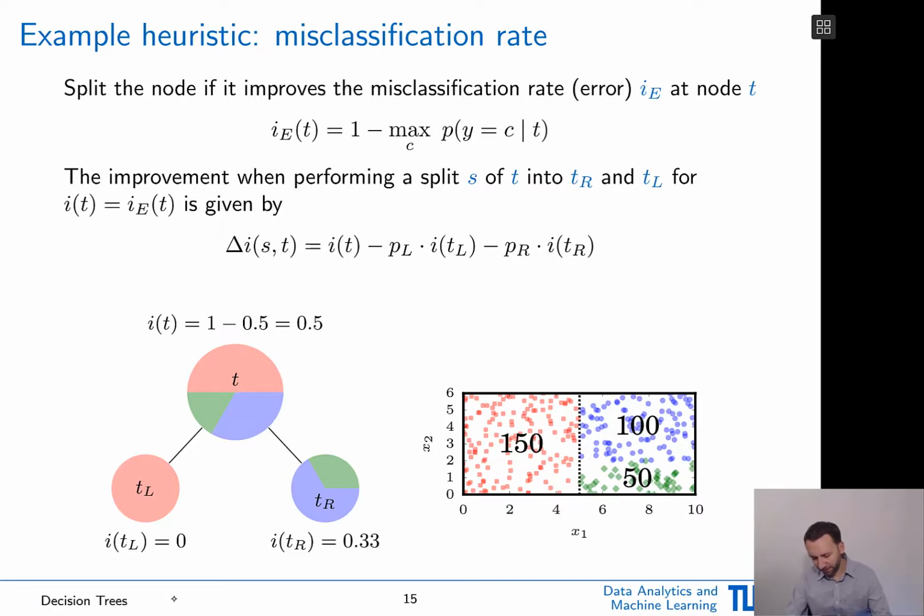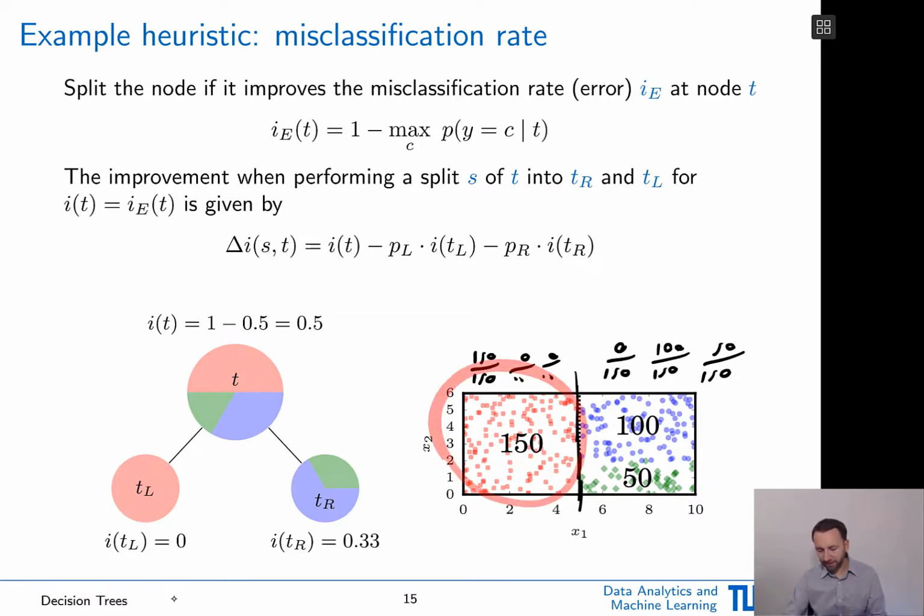So let's make it more clear. Let's say we split here, at this line. Then here on the right-hand side, we have probabilities of 150 divided by 150, 0 divided by 150, and 0 divided by 150, because the other cases are gone. And here we would have 0 divided by 150 for red, because red is gone, 100 divided by 150 for blue, and 50 divided by 150 for green. So the misclassification rate in this branch would be 0. We can say everyone is red.